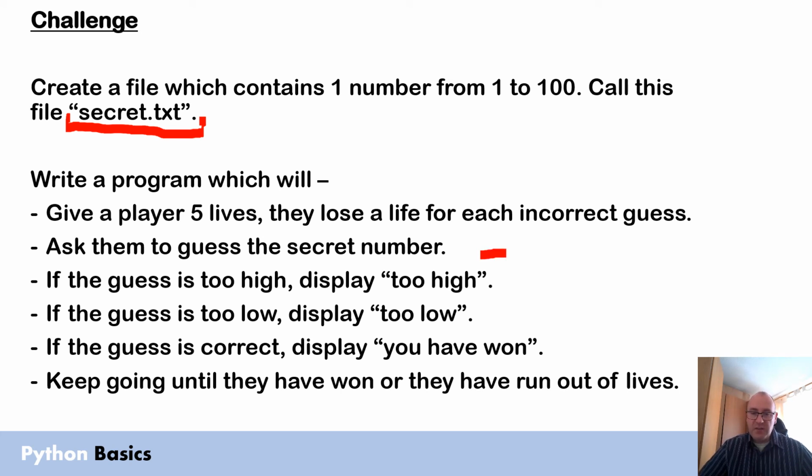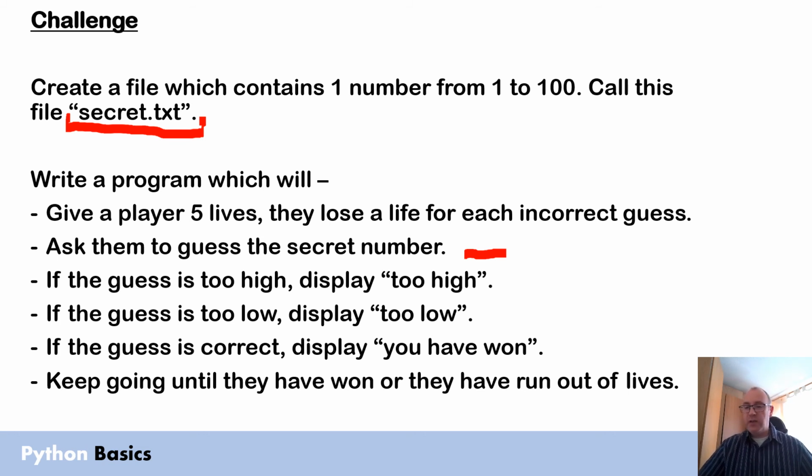You'll then ask the user who is playing your game for a number. If the number is too high, print it's too high. If it's too low, print it's too low. If it's correct, you say they have won. And then you keep repeating this, i.e. with a loop, until they've run out of lives.